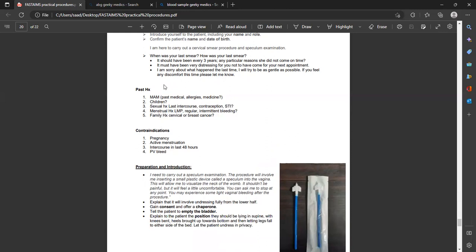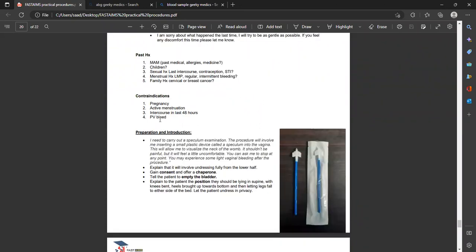Okay, you have addressed it very well, very lightly, and you have asked why she didn't have a cervical smear 10 years ago. Now go for past history. Do you have any past medical illnesses, allergies, and medicines? Keep in mind, while asking past history, there are contraindications: pregnancy, active menstruation, intercourse in the last 48 hours, and PV bleed. While asking past history, you have to rule out all these contraindications, and that's how we rule them out.